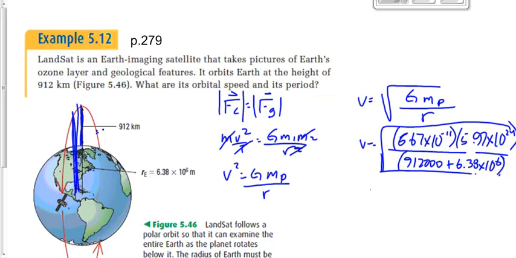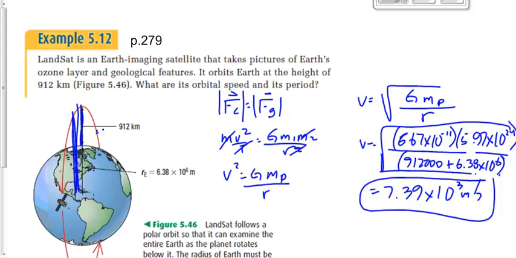Thank you for that. 7.39 times 10 to the 3 meters per second. So we're talking about 7,400 meters per second as opposed to 7 meters per second. That makes much, much more sense. Still fast, right? But it makes much more sense.